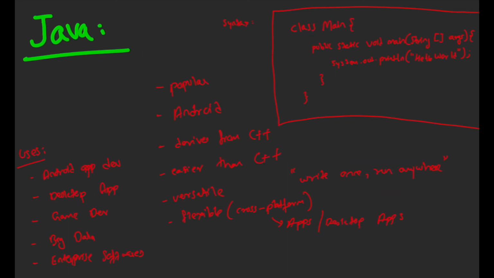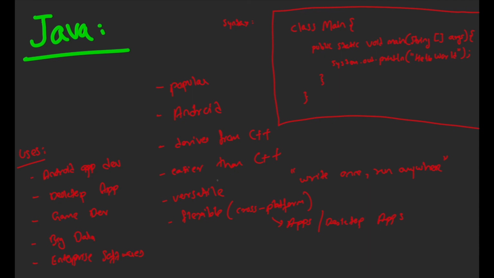Next, let's talk about Java. Java is one of the most popular and widely used programming languages in the world. You can use Java for a variety of different projects, from coding Android smartphone apps to building complex desktop applications. The fundamentals of Java derive from C++, and it is easier than C++ to learn, especially for beginners.